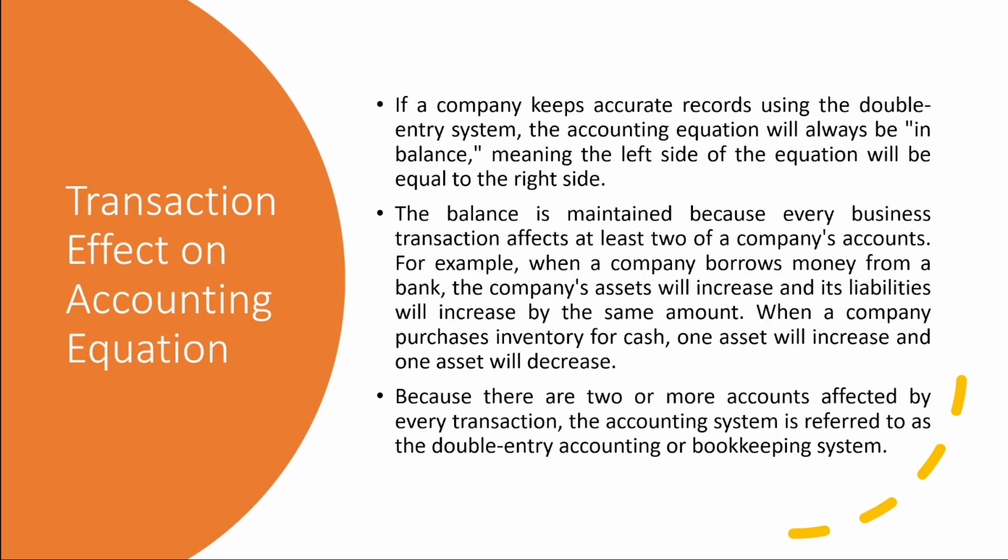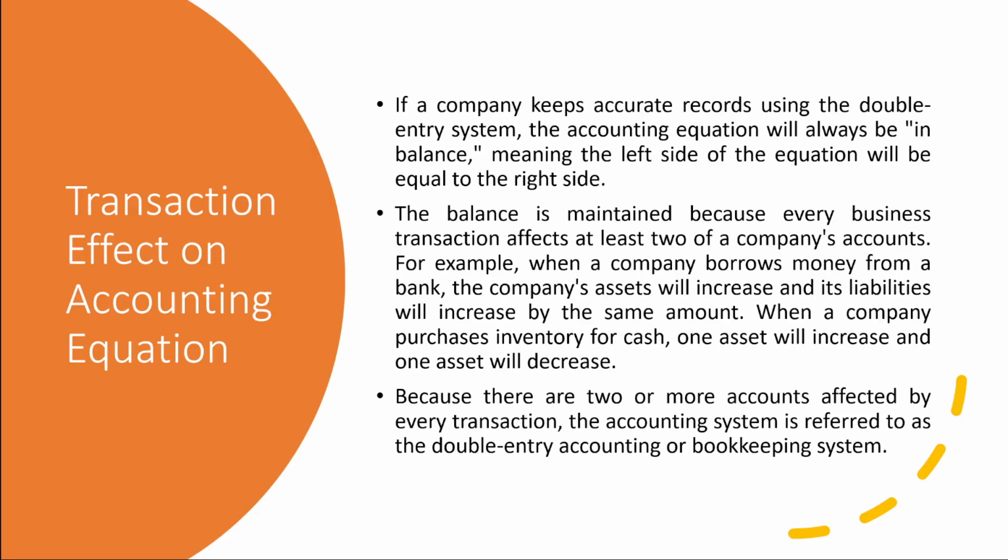So the transaction effects of the accounting equation continues. Here it says that if the company continues to keep accurate records using the double entry system, the accounting equation will always be in balance. Meaning the left-hand side of the equation will always be equal to the right-hand side. So here they've given us some examples to understand the effect of transactions on the accounting equation.